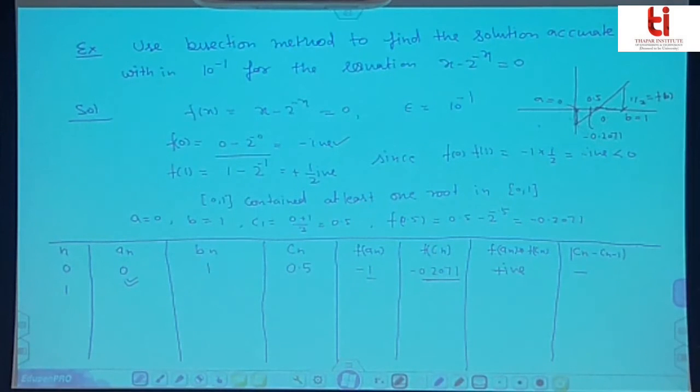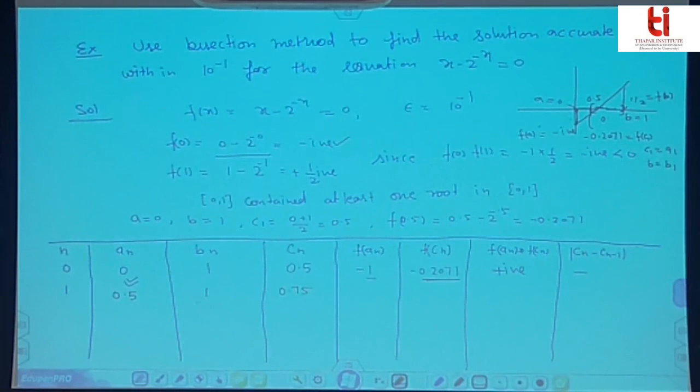So f of a is negative and f of c1 is negative, so we can say no root is lying in this interval; the root is lying inside the other interval. So what we do here is c1 becomes your a, and b stays b1. Now a1 is your c, that is 0.5, and b1 is as it is at this position. Now the midpoint of 0.5 and 1 is 0.75.